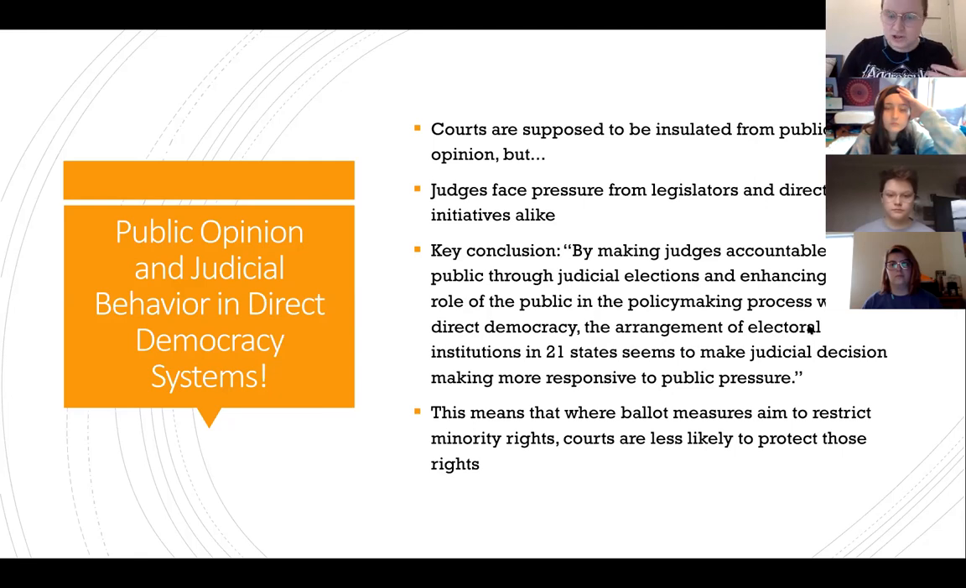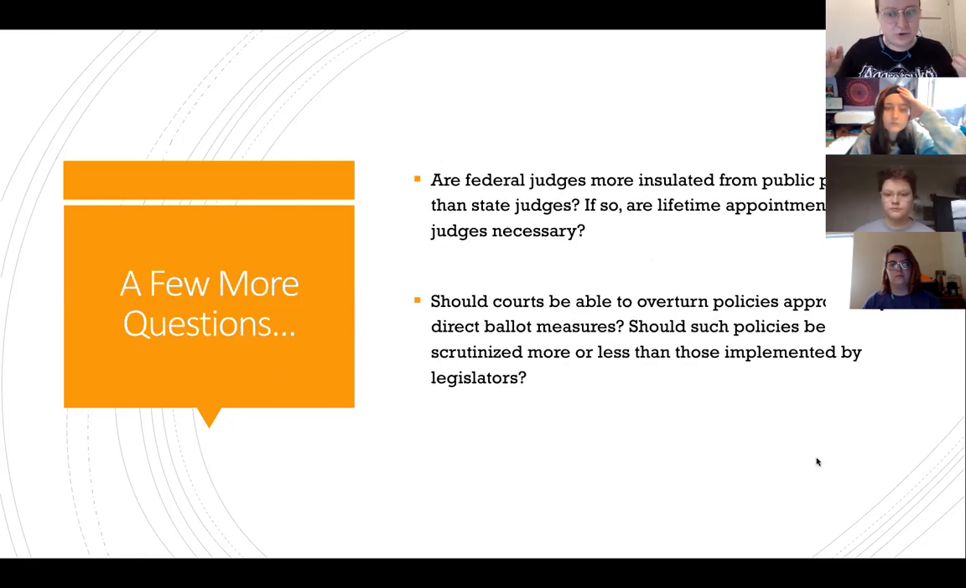So just a couple questions on this. Are federal judges more insulated from public pressure than state judges? And if so, are lifetime appointments for judges necessary? Again, federal judges are appointed and have that job for life, unless they're impeached. So they don't have to worry about so much public pressure. But that lifetime appointment is pretty unpopular. It's seen as subverting democratic will a lot of the time. So I'd love to hear from the class and see what you guys think about that.